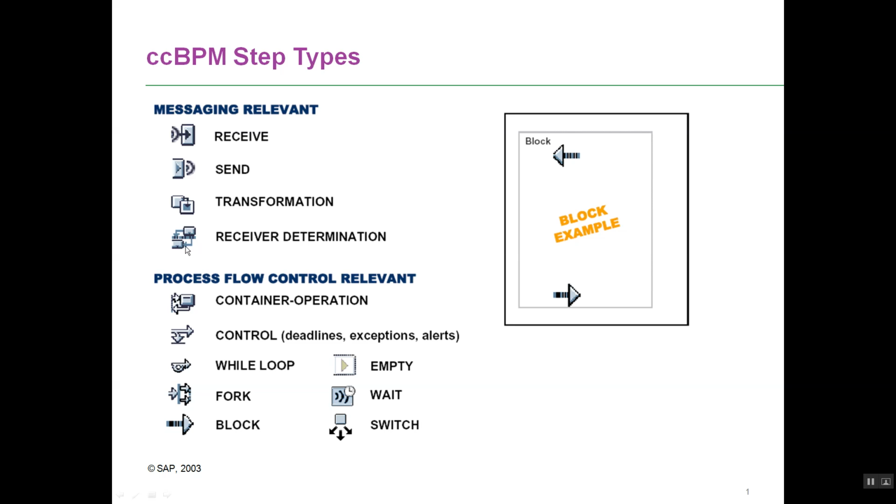A receiver determination step is, as the name implies, to identify who are the receivers for this message. If you are getting a message and you want to dynamically identify who's the corresponding recipient, then you use a step type called receiver determination. Okay, process flow relevant messages. These are all messages that are more with regard to the process flow.